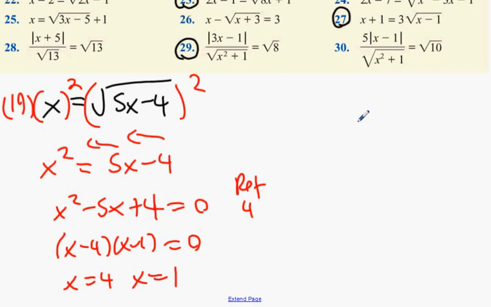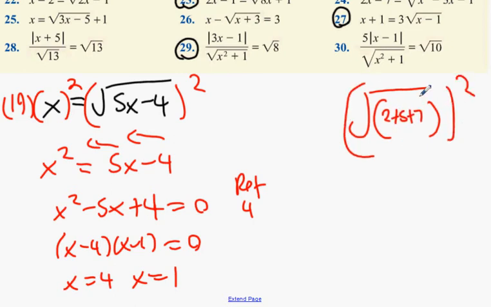It's whatever's in the square root sign. So if you have the square root sign, it can be anything. It can be like 3 or 4 numbers long. When you square it, what remains is what was inside the square root sign. So if it was 5x minus 4, the 5x minus 4 remains unchanged.